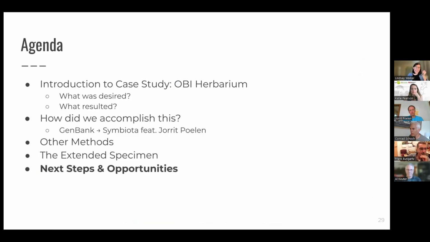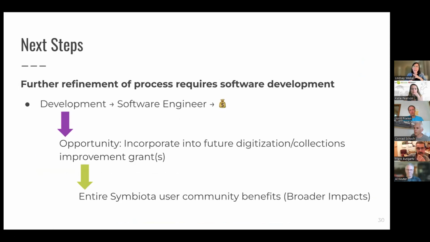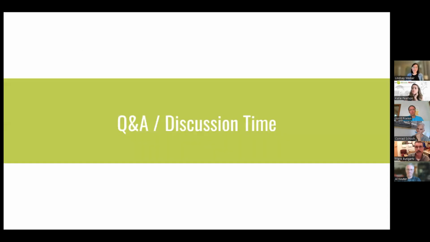And then lastly, we've also talked about this a little bit, but to help Jorrit with his cookie-nomics, this development is not free. It takes a lot of time and energy, but a lot of the work has been done. So if anyone out there is really interested in doing this for their collection and you're looking to write a future digitization grant or you're working on it already, this would be a pretty easy thing to incorporate into a future project. Not only would your collection benefit, but so would the entire Symbiota user community and beyond. And with that, we can wrap up.